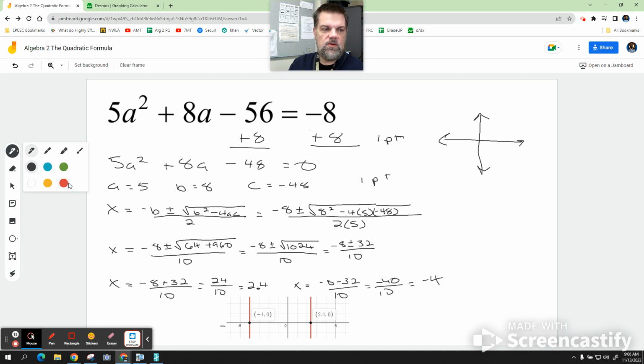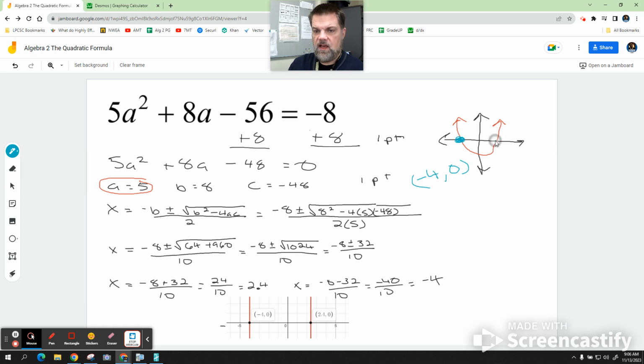My A value is positive, so that means it's going to open up. It's also going to cross at x equals negative 4 comma 0. And over here it's going to cross at 2.4. Make a bigger, oh, that's bad.